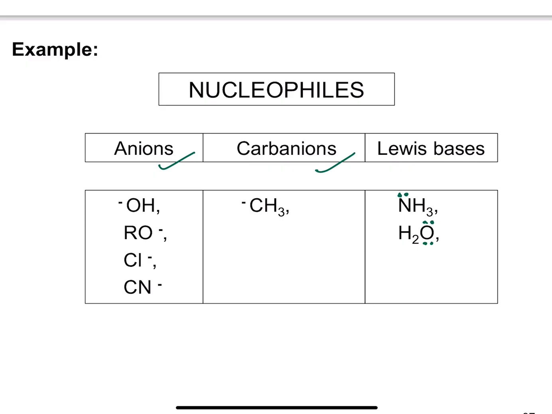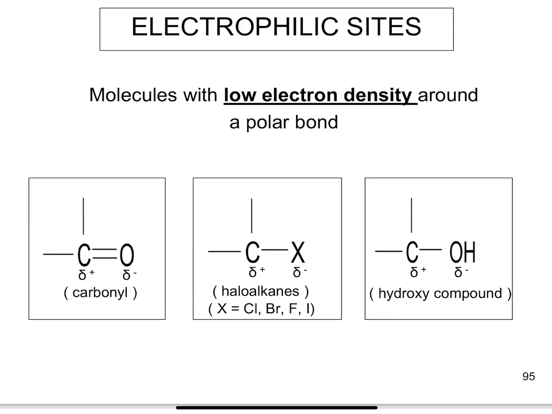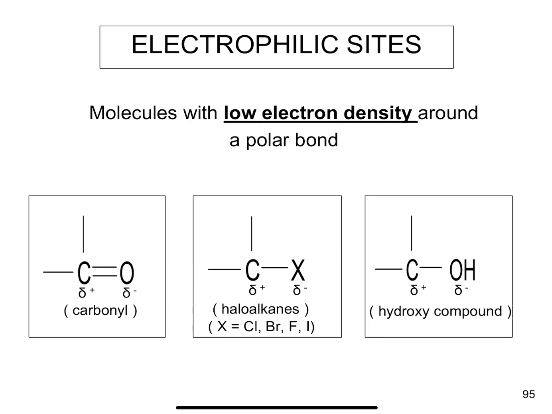Now we are going to look into some sites atau lokasi-lokasi on a compound. Sebab when the reaction is happening, not all the time we have individual species like this. Sometimes the reaction happens on a molecule. So we have to examine a molecule. So let's look at the electrophilic site. What does that mean? Electrophilic site means the lokasi yang mempunyai low density of electron.